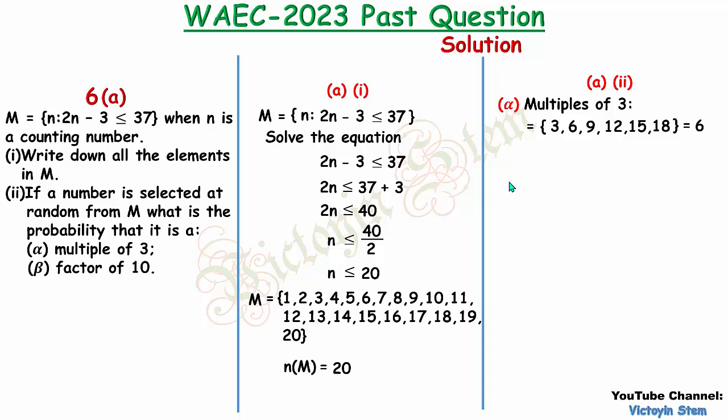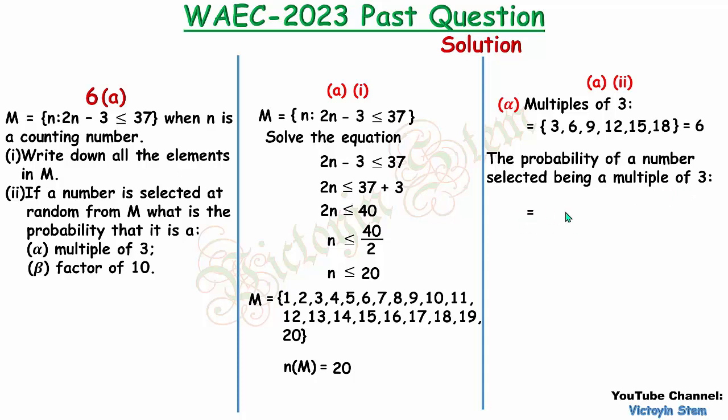So to answer the alpha, I need to find the probability of a number. If I pick a number from M, what is the likelihood that the number is going to be a multiple of 3? It will be the total multiples of 3 that I have, 6, divided by the total number of elements in M, which is 20. So 6 divided by 20 is 0.3. So the likelihood of picking a number from the universal set M and for that number to be a multiple of 3 is 0.3.